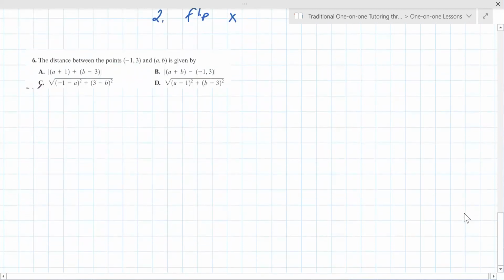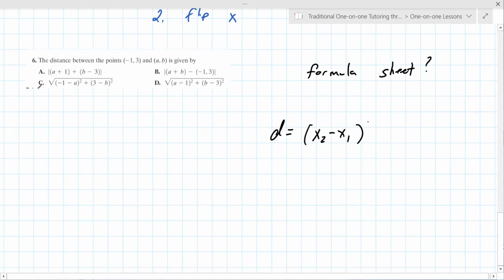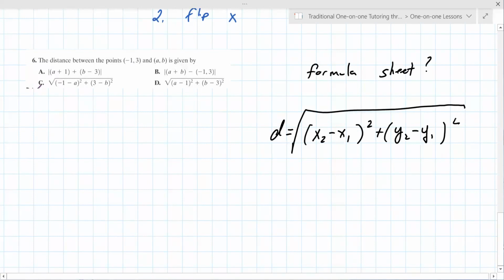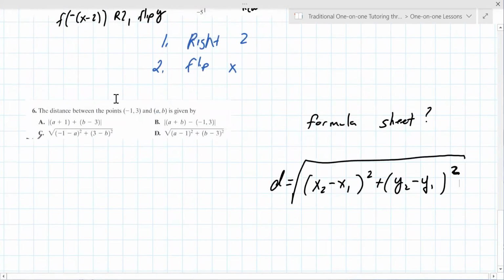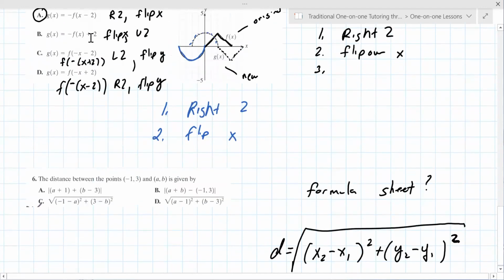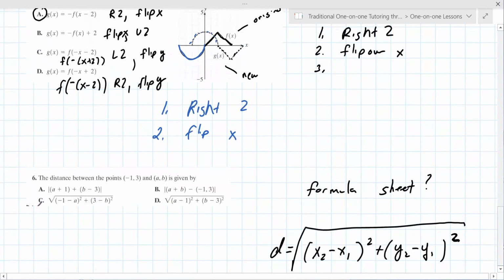Do you get a formula sheet for this exam or cheat sheet? We get a note card. All right, so one thing you might put on your note card is the distance formula. I can never remember that. It's x2 minus x1 squared plus y2 minus y1 squared, and square root of that. So far, that's the only thing that I would put on there. Possibly a transformation if you're not comfortable with these. That might be good to put on there.